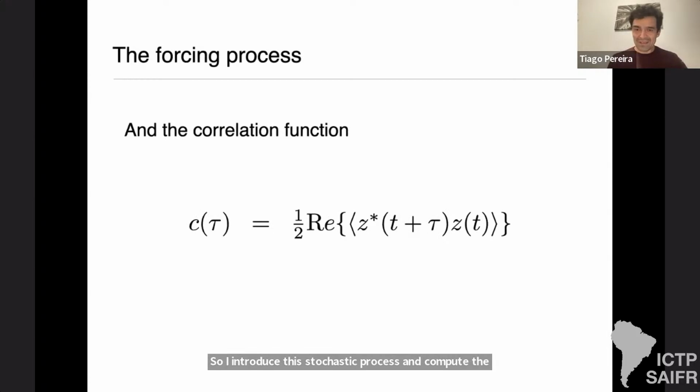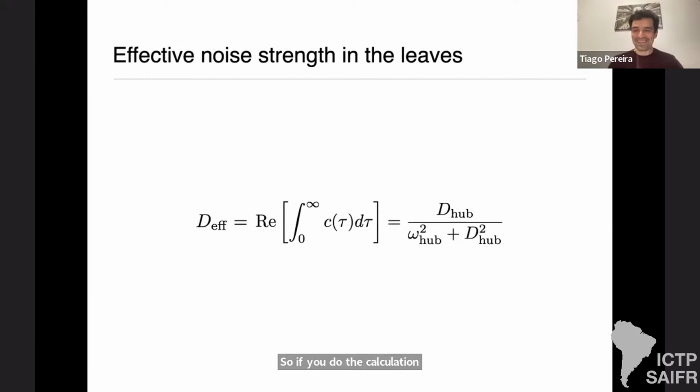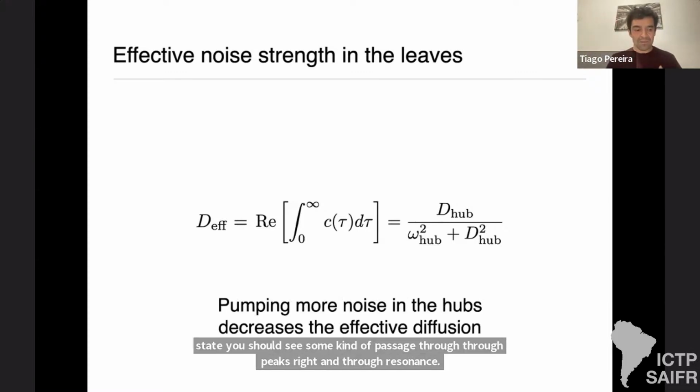What we know from the theory is that the effective diffusion of the process is the integral of the correlation function. So if you do the calculation now, you get this formula. So you see, if the noise in the hub becomes too big, the effective diffusion that the leaf feels goes to zero. So the leaf also decouples. So this is some kind of nonlinear transformation through the network. This cannot be the explanation of the peak, because I'm assuming that I have no synchronization when I did this, and I wanted to explain the peak. Explaining the peak would involve doing this Mobius action. But this argument shows that in the incoherent state, you should see some kind of passage through peaks and through resonances. So pumping more noise would just destroy the effect.